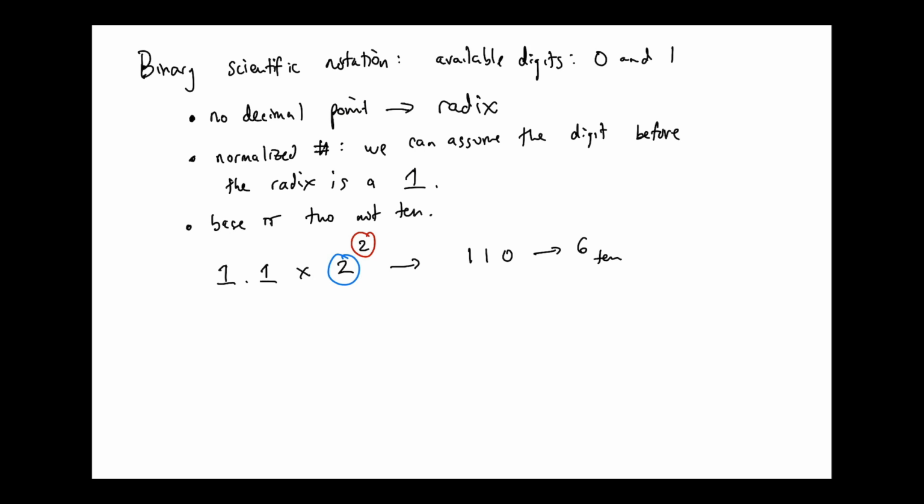Okay, so I didn't really need to write the blue 2. What about the red 2? Did I need to specify the red 2? Definitely, because that tells you how many spots, if any. The exponent could be a 0, which means don't move the radix at all. But I needed to specify that to tell you how many positions to move the radix. Okay, great. So I needed to specify it.